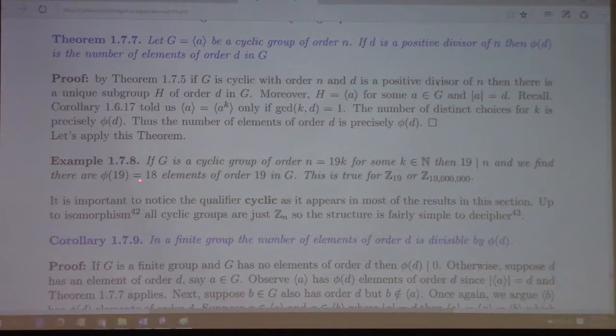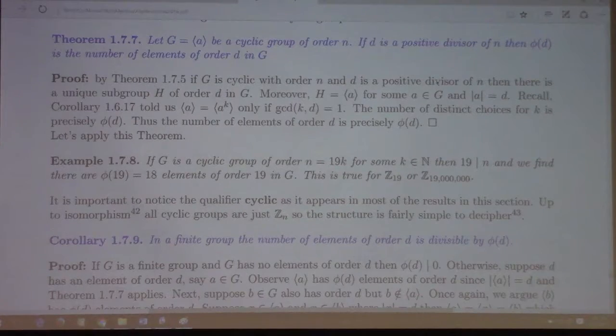The number of elements of order 19 being 18 is completely governed by the fact that phi of 19 is 18. It doesn't matter whether that's 19 appearing as a divisor in the order of Z19 or 19 appearing as a divisor in the order of Z to the 19 million. That's kind of surprising. You might think that the universe in which you're looking would determine the number of possible elements of order whatever.